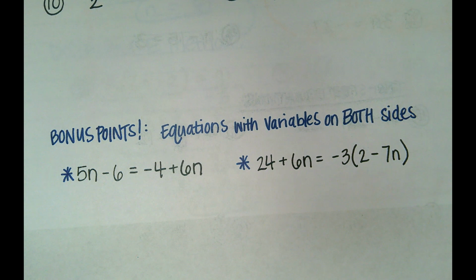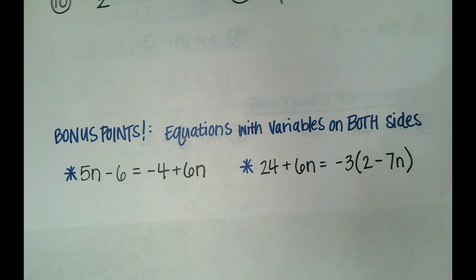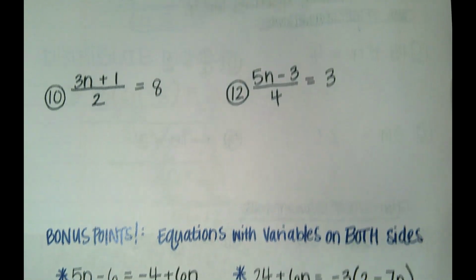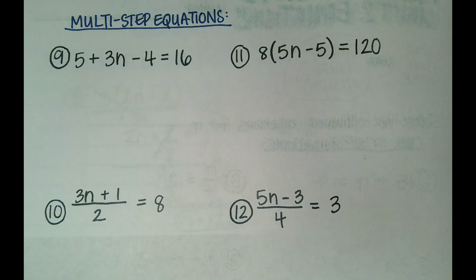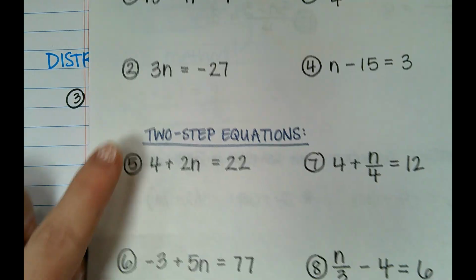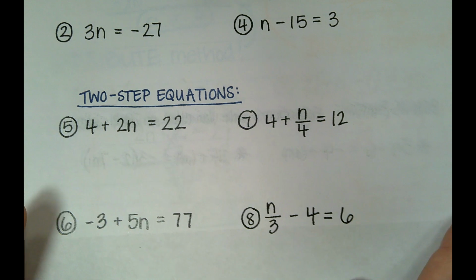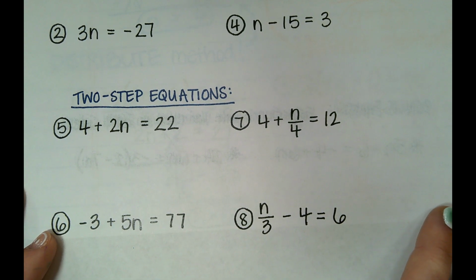And then you have 2 bonus questions, which we'll go over. These are tricky. Now, I'm assuming it's the multi-step and the two-step that have us the most nervous. Am I correct in thinking that? Okay.